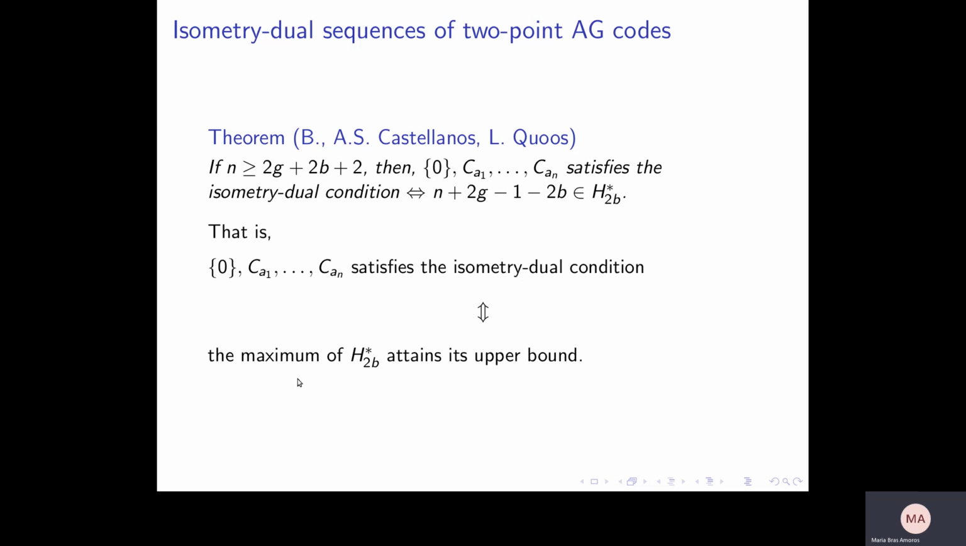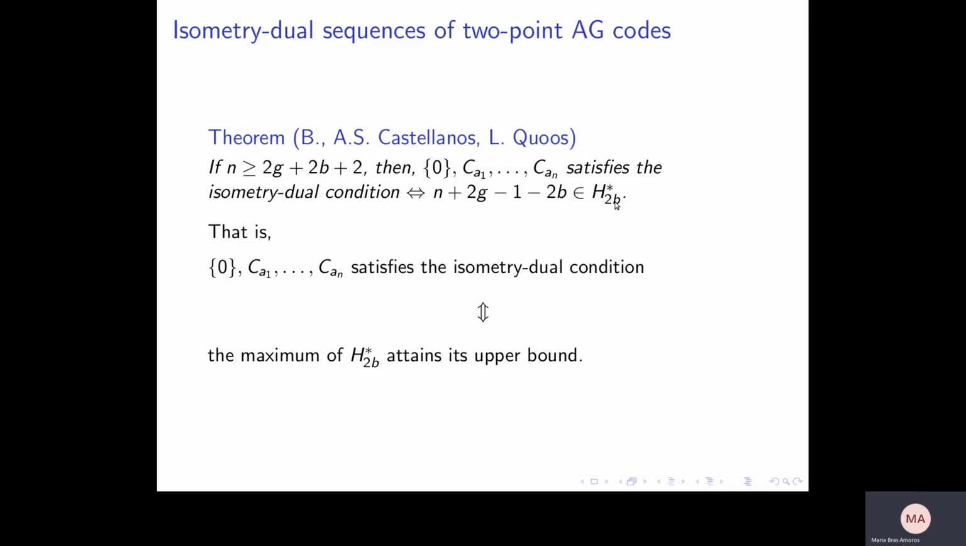In our work, together with Alonso Sepúlveda Castellanos and Luciani Cuos, we extended that theorem of Munuera, Gale, Ruano, and Torres, and we stated that if n is at least twice the genus plus 2b plus 2, then the sequence of codes given by CA1, CAN together with 0 satisfies the Isometry-dual condition if and only if n plus twice the genus minus 1 minus twice b belongs to H star sub 2b. Here we have to add these two here.